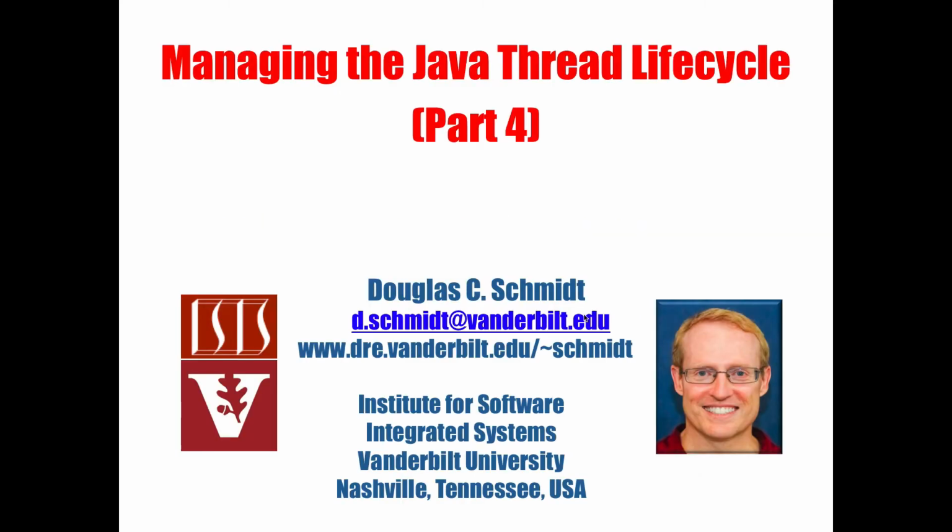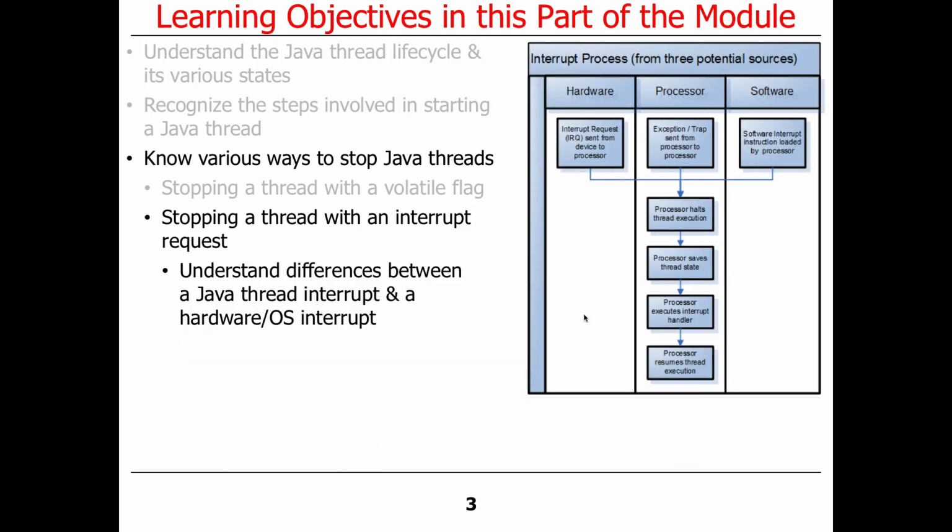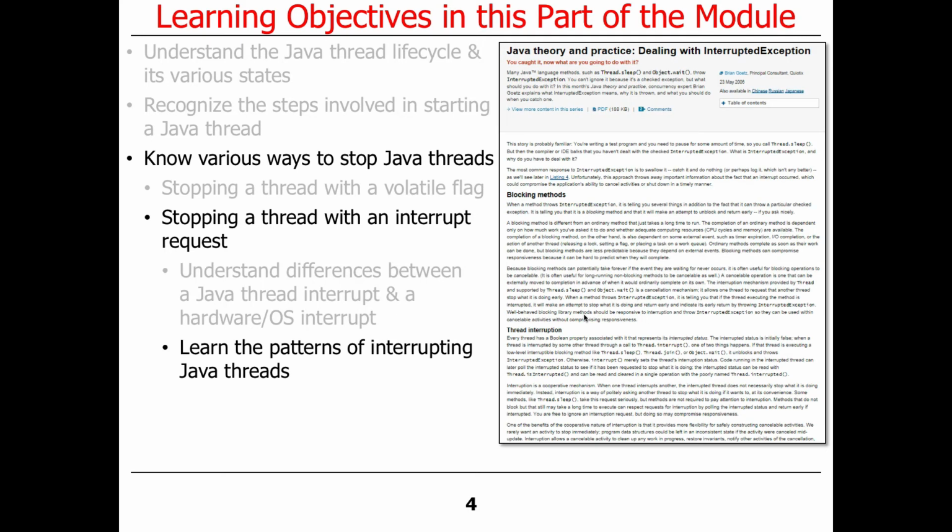So the next part of our discussion will focus on, for my money, the most interesting aspects of trying to shut down threads. And that has to do with stopping them via an interrupt request. And we'll talk about the differences between Java thread interrupts and more traditional operating system or hardware interrupts. They both use the word interrupt, but they're not really the same semantically. And we'll also talk a bit about patterns of interrupting Java threads. And this will be helpful because your assignment number 4 deals with some of these patterns. So learning how to use them correctly is important.